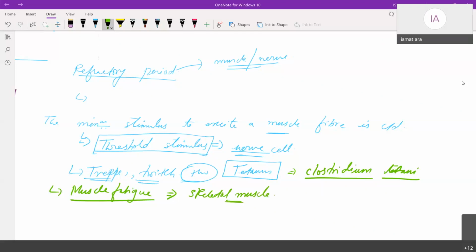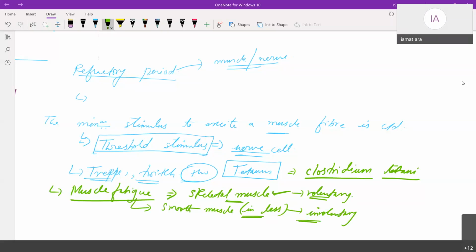For smooth muscle, can we use the term muscle fatigue? No, ma'am. Here also muscle fatigue, but in a lesser manner. We know that skeletal muscles are responsible for the voluntary movement. So they will excite first, they will contract first, and they will fatigue first. And smooth muscles are responsible for the involuntary movement. Here also muscle fatigue you can see, but in a lesser manner.